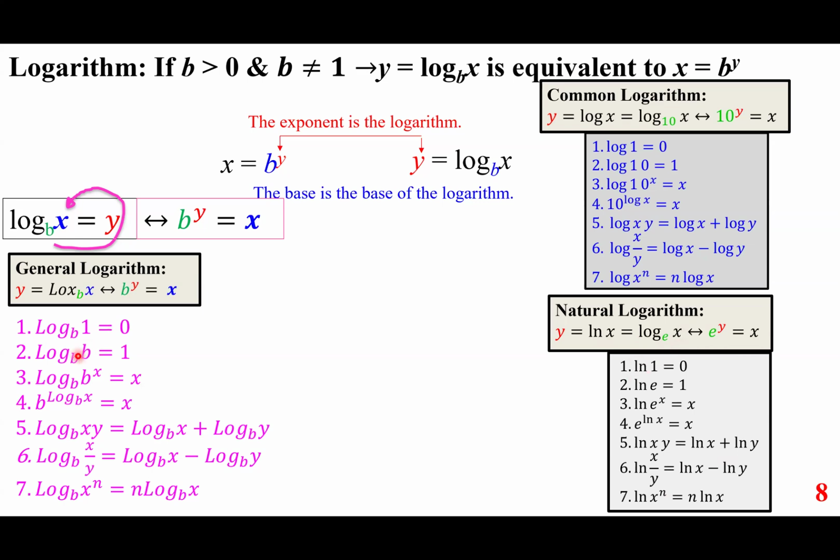Now, log b base b, if these two must be the same, and we know ln means the base is e, that means ln e. This one, the base is b. This one, when we write ln, we know it's e. So these two, 3 and 4 again.